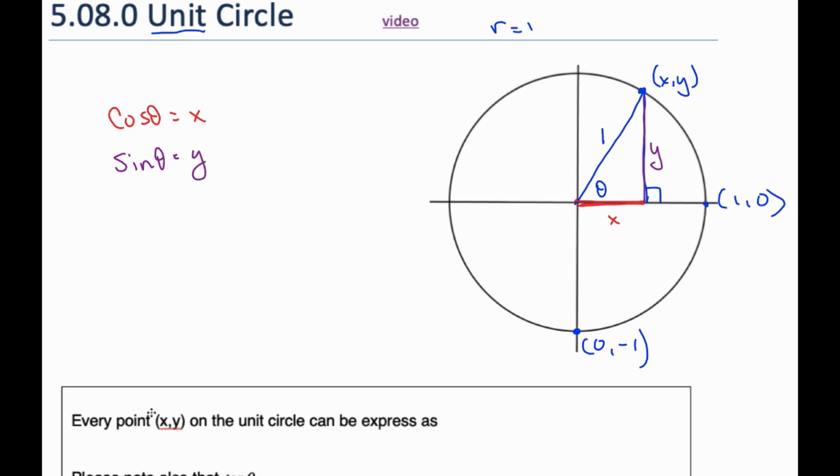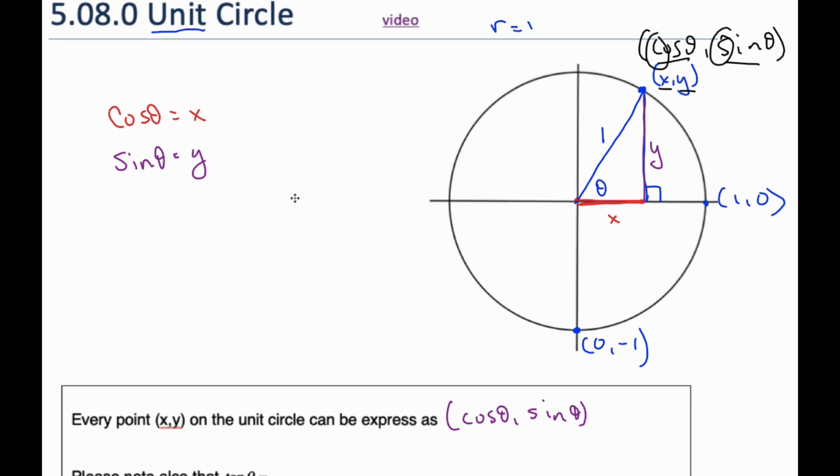And so what I know is that every point on the unit circle can be expressed as (cosine theta, sine theta). Because I go over x and up y, this is the same thing as saying cosine theta is x, sine theta is y. It's really important that you remember that cosine and sine are x and y on the unit circle. An easy way to remember which is which: C and S are alphabetical, as are x and y. Adjacent is the x, so cosine; opposite is the y, which is sine.